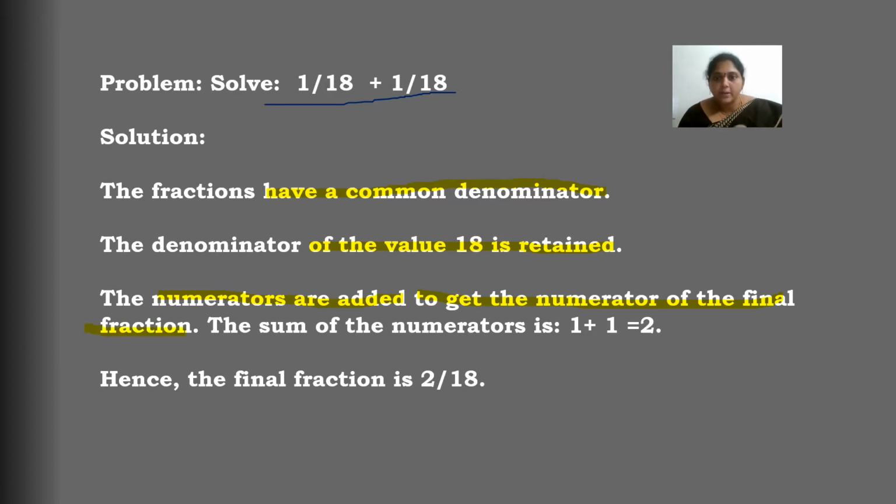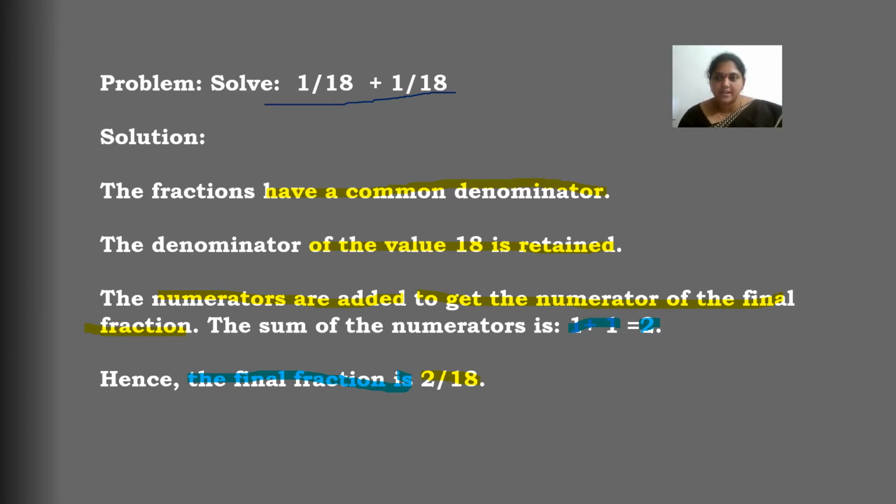So what are our numerators here? Our numerators are 1 plus 1. So what is our final numerator? It is nothing but 2. Hence the final fraction has the final numerator 2 and the same denominator, so it is 2 by 18. Just add the numerators and write the final numerator over the same denominator. This is how we add like fractions.